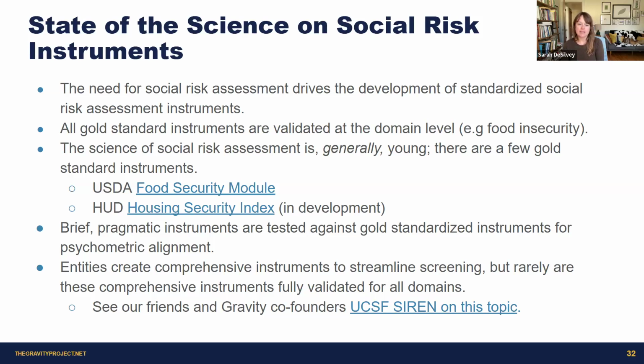You can see our friends and Gravity co-founders, UCF Siren, on this topic in the webinar linked in the chat. They did a lovely webinar on the state of science regarding social risk comprehensive instrument validation. Again, like the Accountable Health Communities Health-Related Social Needs Instrument, or the AAFP Everyone tool, or We Care, like any of those instruments that combine multiple domains in one. They did a webinar on just that topic. Next slide.